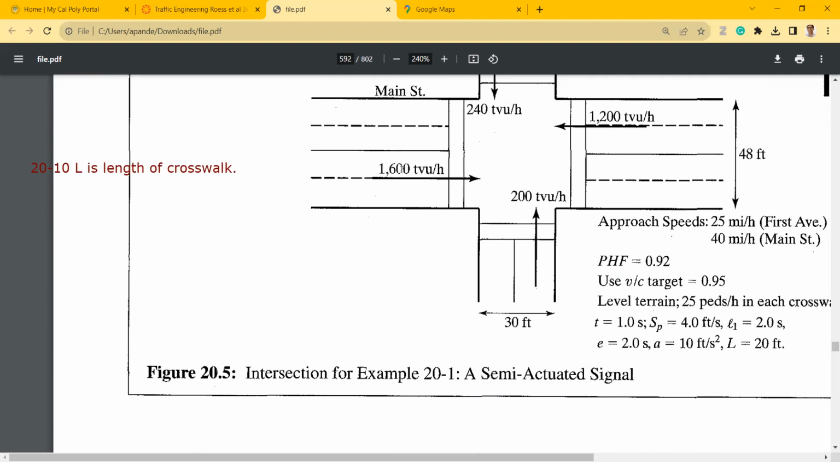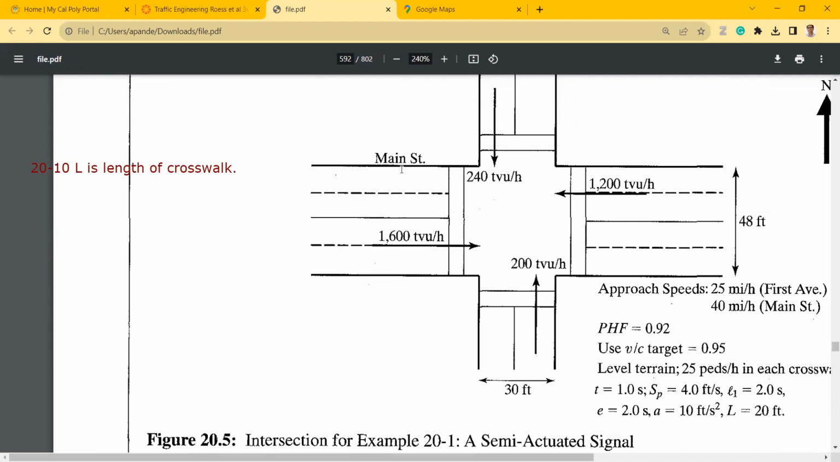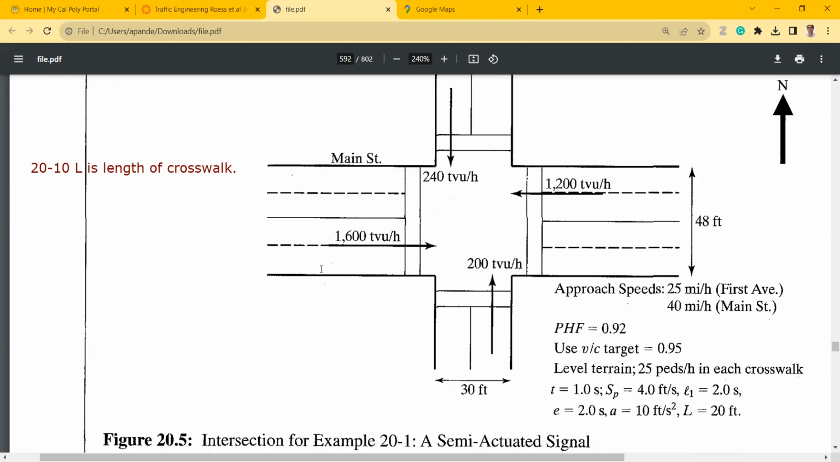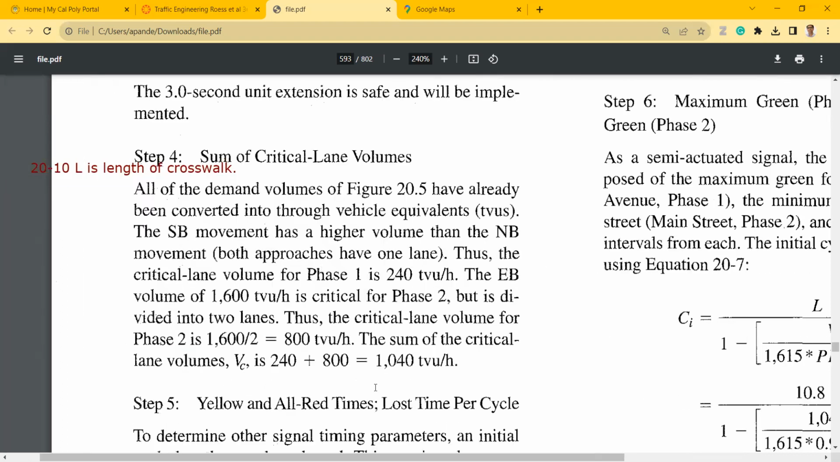The eastbound or westbound? Again, assuming the north is up. Which one is my critical lane volume in the east-west direction? 800, right? 1600, but it's divided in 2 lanes. So I need to accommodate 800 through vehicle units on that east-west phase. How much do I need to accommodate on the north-south phase? 240, right? Because that's the higher number. So my sum of critical lane volumes that I need to account for is 1040 TVUs per hour.